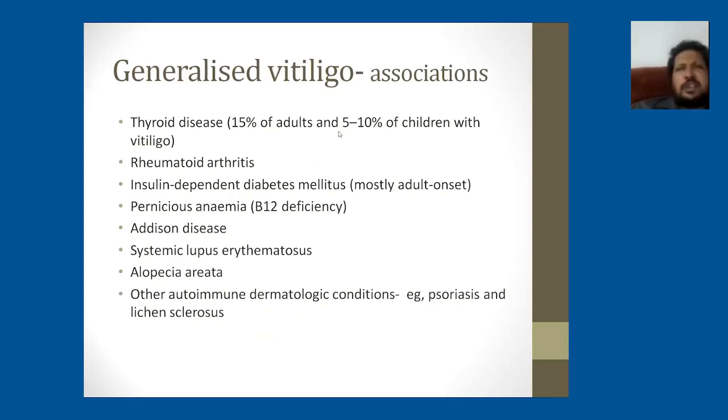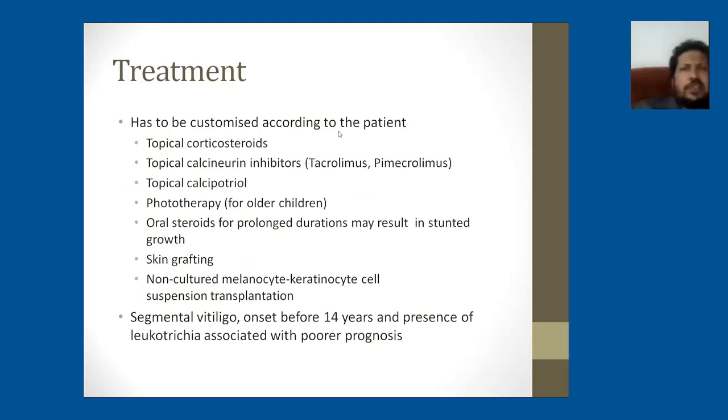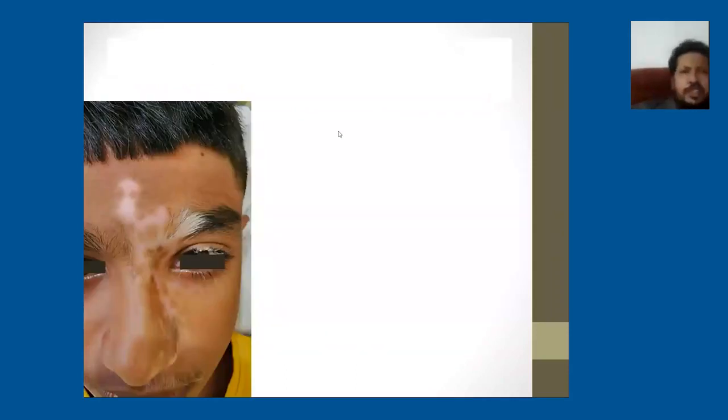Now, treatment has to be customized according to the patient. Topical steroids, calcineurin inhibitors, calcipotriol, phototherapy can be used. We try our best to avoid oral steroids in children because it can affect the growth. Now, especially segmental vitiligo occurring in a prepubertal child, especially when it's associated with leukotrichia, has a poor prognosis. Because leukotrichia means the stem cells have been depleted. So you can't expect new stem cells to form new melanocytes.